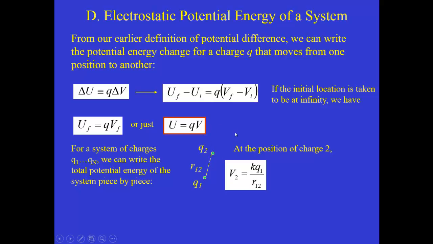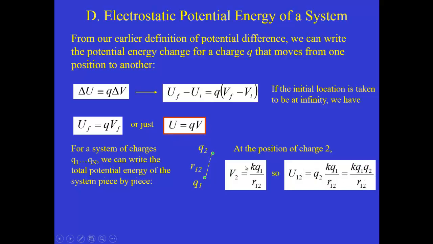Now we know that if charge Q2 is brought to that point, it now acquires a potential energy equal to Q times V. So what we will call U12, the potential energy associated with this pair, is just Q2 times the potential at the location of 2, and the result is KQ1Q2 over R12. Looks a little like the expression for the Coulomb force, but note two things. First of all, potential energy is a scalar and not a vector. And secondly, the denominator term is to the first power and not the second power.